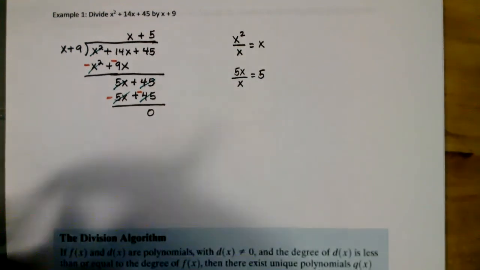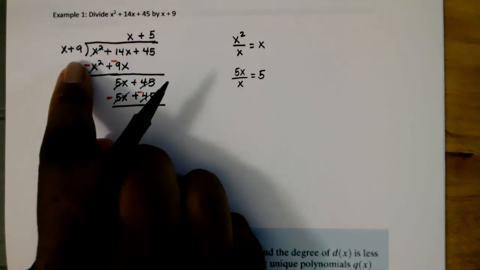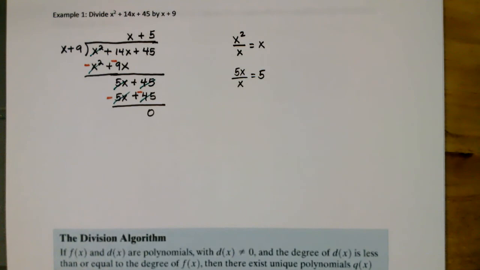So here, when I divide x squared plus 14x plus 45 by x plus 9, I would get a quotient of just simply x plus 5. And here in this case, I got a 0 remainder.